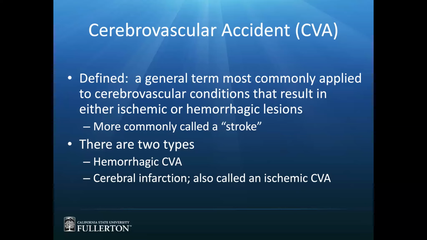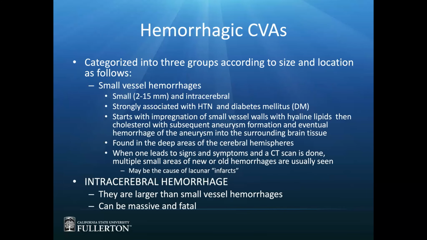The word infarction may be new, so we'll get to a definition of those things in the next slide or two. But before we get to those, we're just going to talk about hemorrhages first. So we're talking about a group of CVAs referred to as hemorrhagic CVAs, and basically they get divided into three groups according to size and location. There are small vessel hemorrhages in which the area of damage to brain tissue is quite small. You can see 2 to 15 millimeters. That would be referred to as a small vessel hemorrhage. And they are intracerebral, not out here on the surface of the brain. We'll get to that. They are within the brain tissue of the cerebrum.